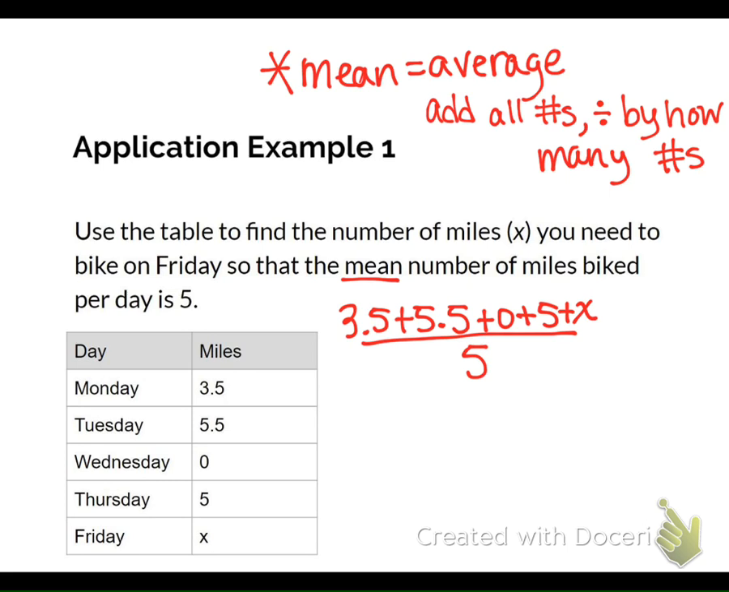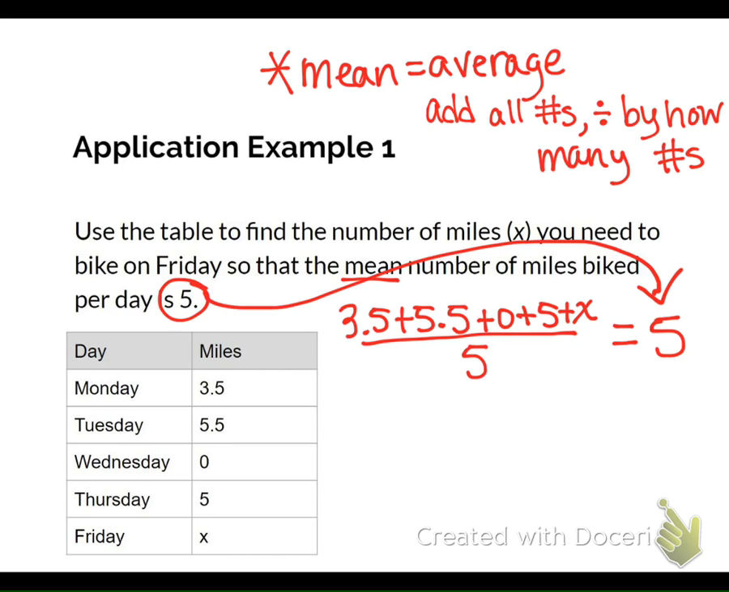Okay. We want our average to be what? They told us in the problem. They said so that the mean number or average number is 5. So that's another important 5. That's where the 5 over here is coming from. So we've set up an equation, we just need to solve it.